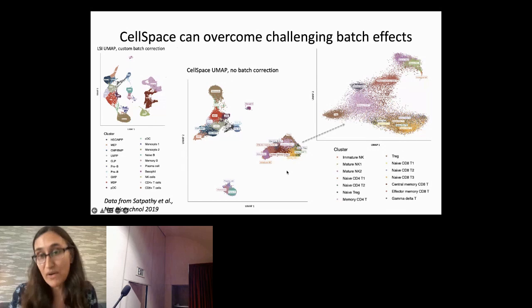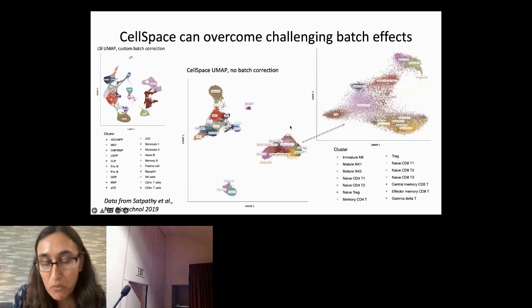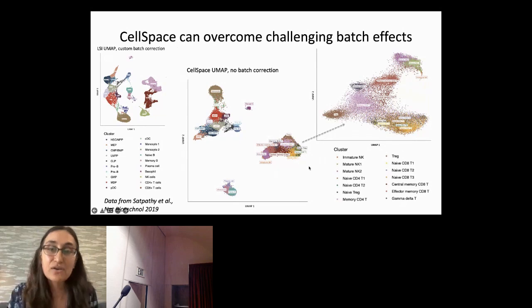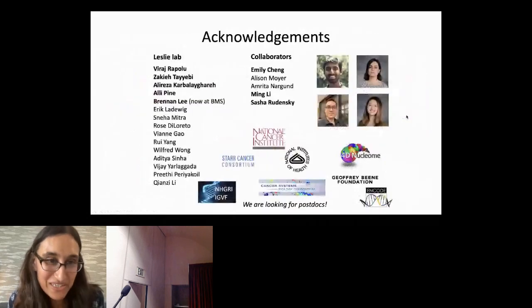So this is bone marrow and peripheral blood. If you want more information on these lymphocytes, you can separate them out and do a second cell space embedding just for them, and you can see that there's structure. Okay, so that's all I wanted to say.